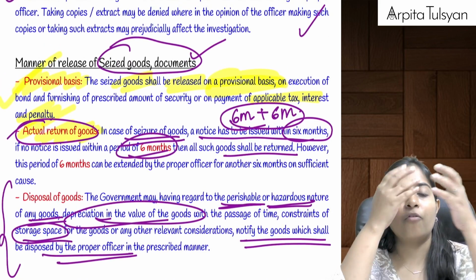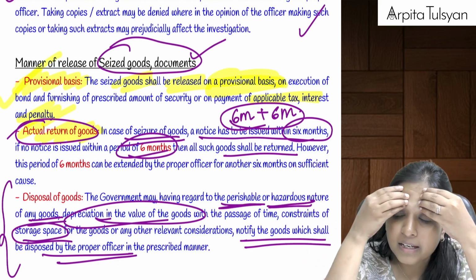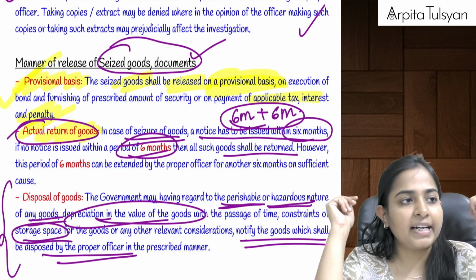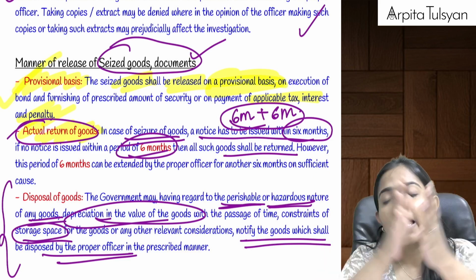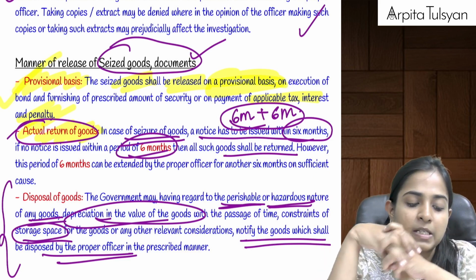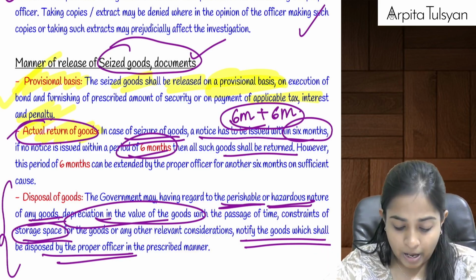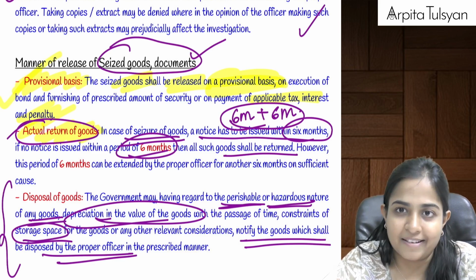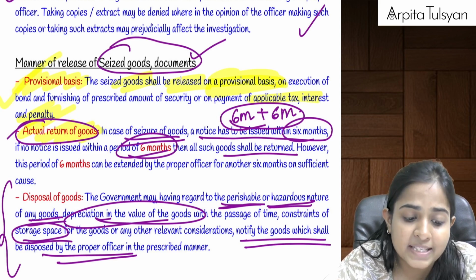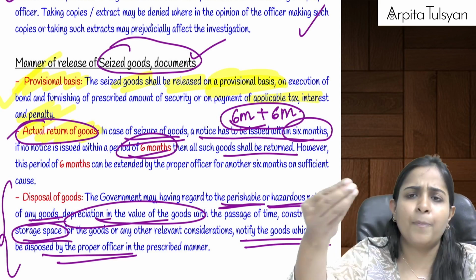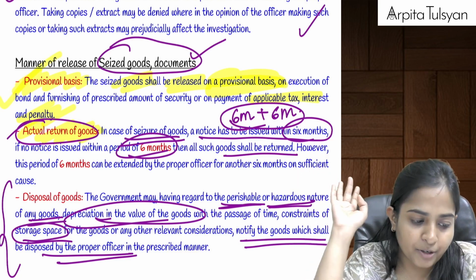Okay, now listen. Once this is done, your goods and documents are kept with the officer. Now, can it impact your business? Definitely it can impact my business. So the GST law gives the taxable person a provisional power: the seized goods which are kept with the department can be released on a provisional basis. That is, either the person can give a bond or execute a security, or he can pay the applicable taxes to the department and take the goods back. That is one possibility.